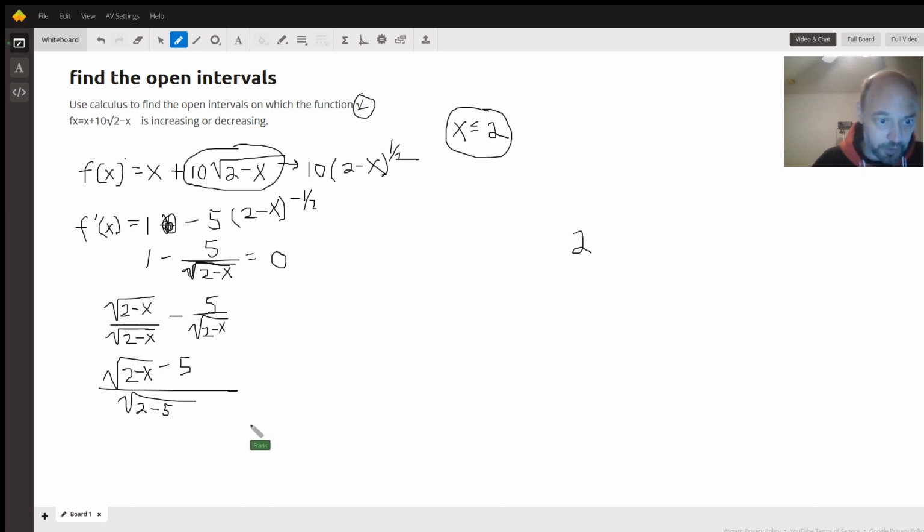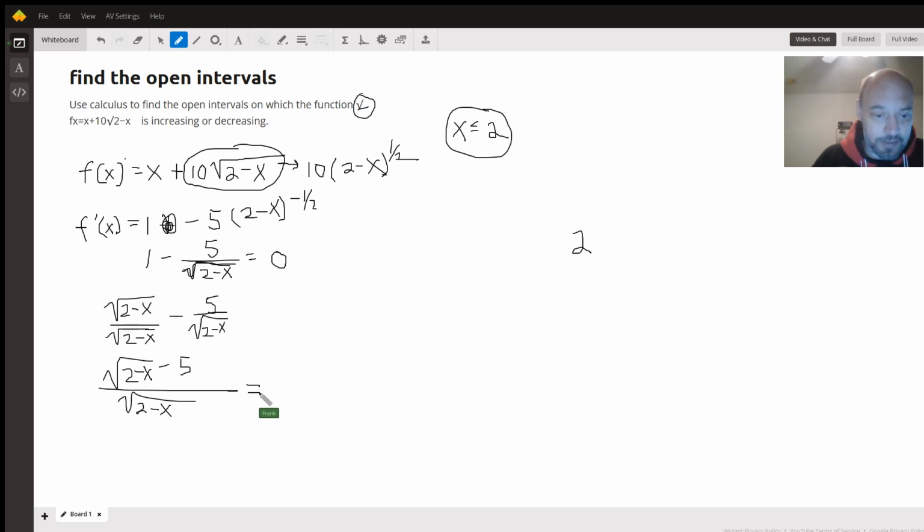All right, so one of the critical points was found. I put 2 minus 5 there, and it should be square root of 2 minus x. One of the critical points is found when the denominator either has a negative under the square root, which is anything bigger than 2, or when the denominator is equal to 0, which is when x is equal to 2, so 2 is a critical point.